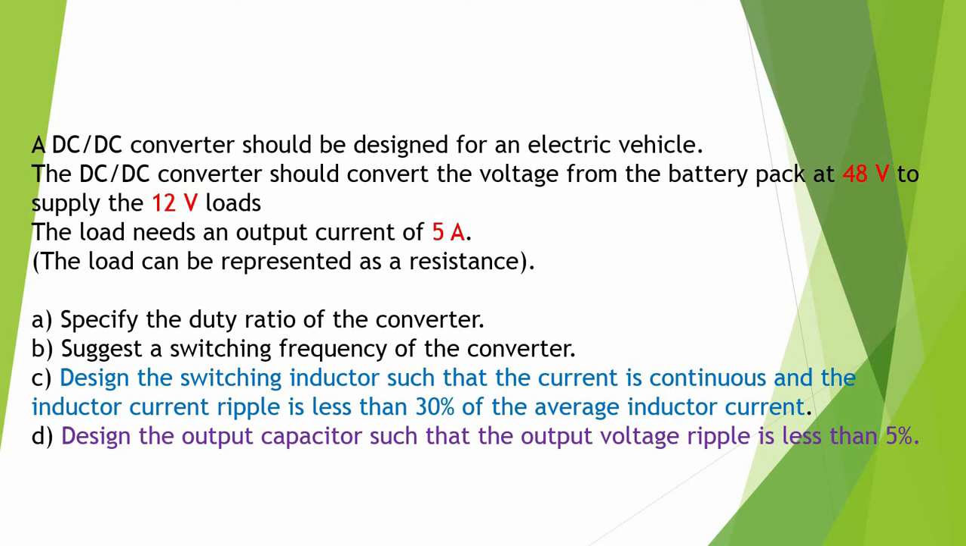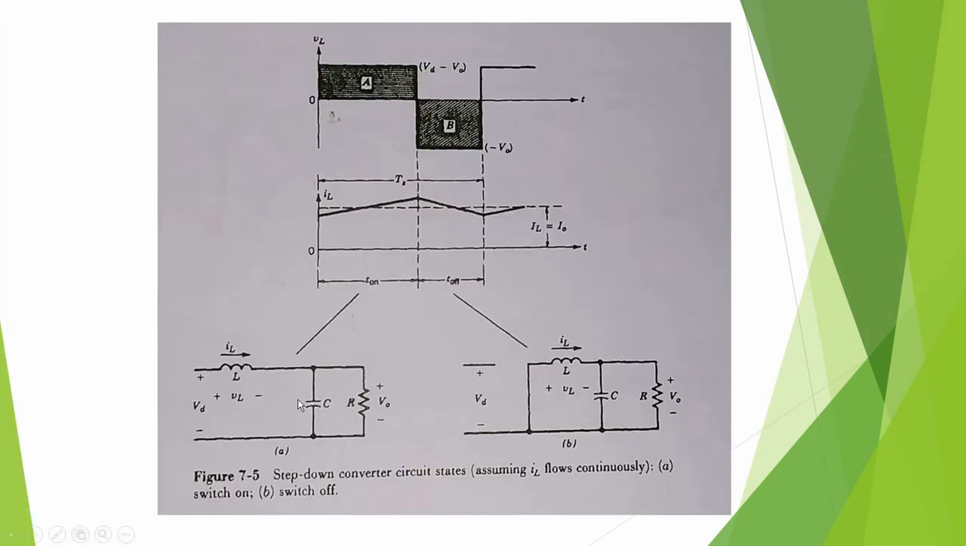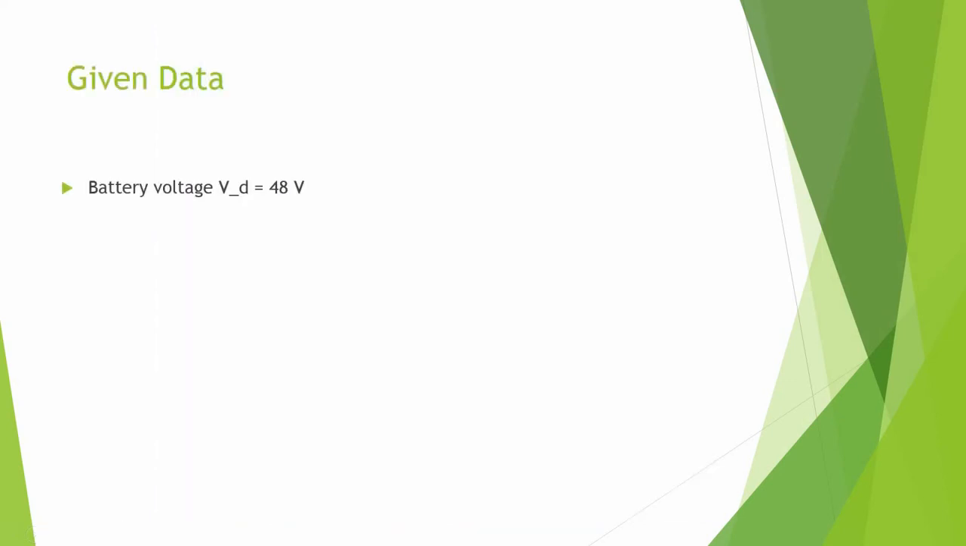And after that, another important element is the capacitor. So we have to determine the value of capacitor such that its voltage ripple value should be less than 5%. So here we have a buck converter. Here full waveform is given for on and off period. So here we have buck converter with L, C and R component. After that we have some given data.